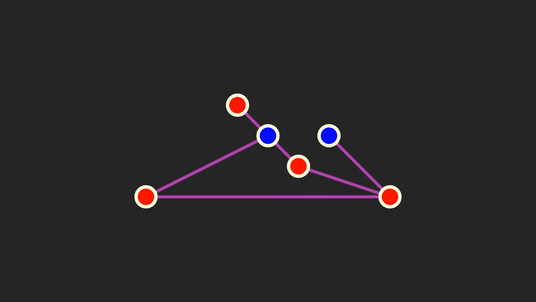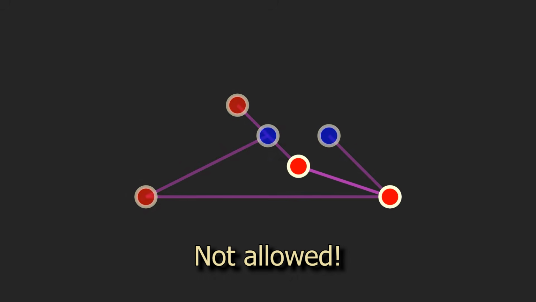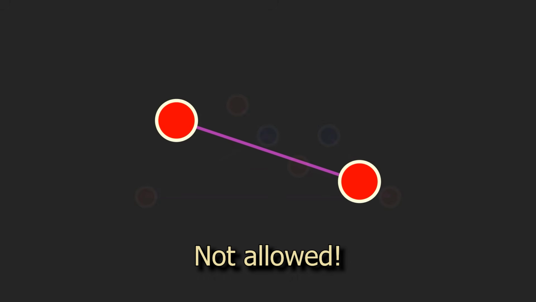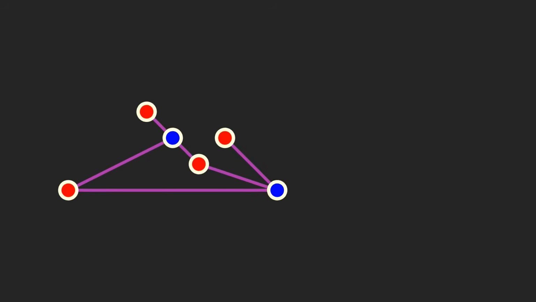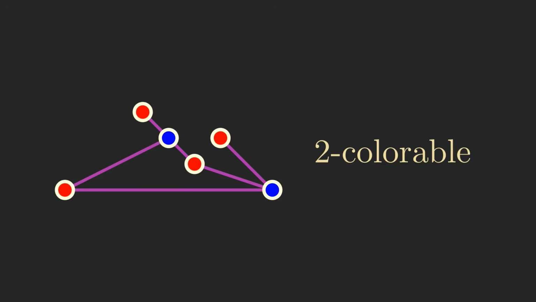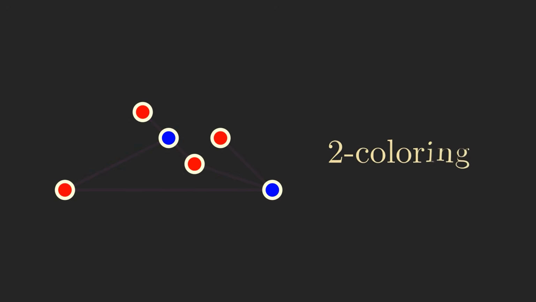So the current coloring would not be allowed because, for example, these two vertices have an edge between them and they're both colored red. However, if we change the colors like so, there are no such conflicts for any pair of neighboring vertices. As you can see, for this graph, it is possible to color all the vertices red or blue without any conflicts, and as such, we'd say the graph is two-colorable, since we used only two colors. We call the particular assignment of colors used for the vertices a two-coloring of the graph.